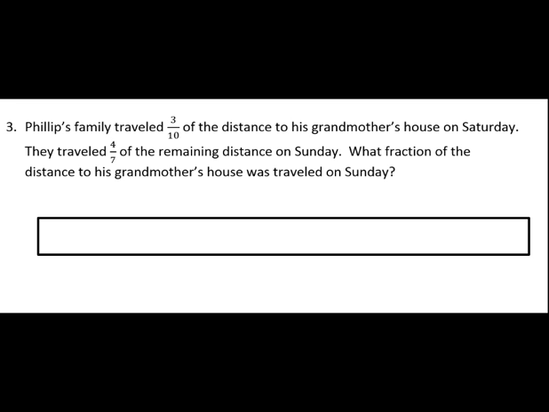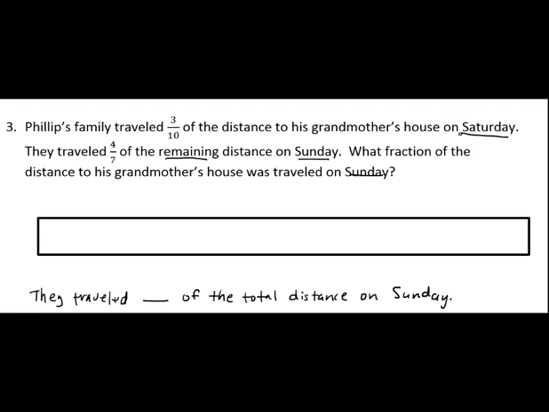Next we have a word problem, and we're going to use a tape diagram to help us solve it. It says Philip's family traveled 3/10 of the distance to his grandmother's house on Saturday. They traveled 4/7 of the remaining distance on Sunday. What fraction of the distance to his grandmother's house was traveled on Sunday? I'm going to write an answer statement so I know what my goal of the problem is. So I'm going to say they traveled blank of the total distance on Sunday, and my blank will be a fraction.